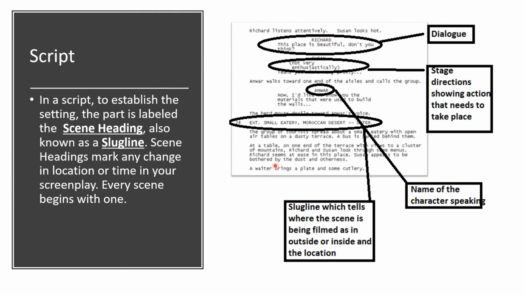In the script, aside from the slug line that provides us with details about the setting, we will also be able to see the names of characters, also stage directions. The stage directions tell us the actions, the emotions, the moods of the characters. Of course, in a script, we will also see the dialogues of these characters.